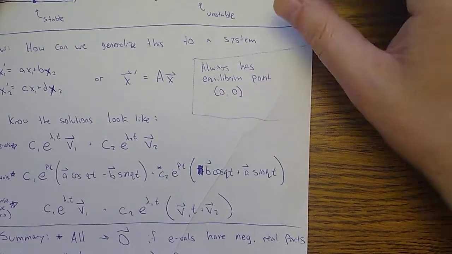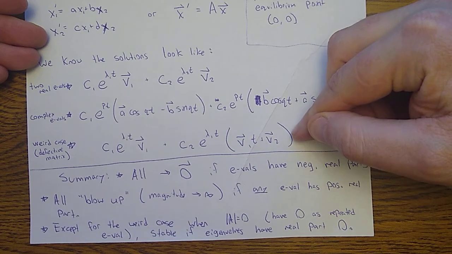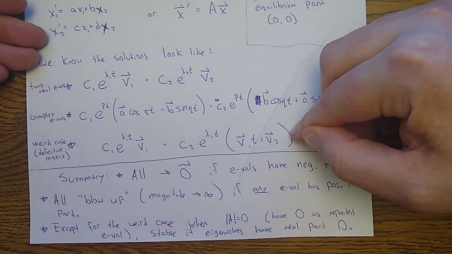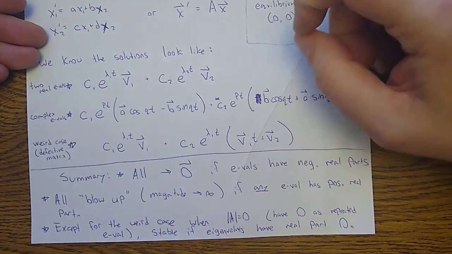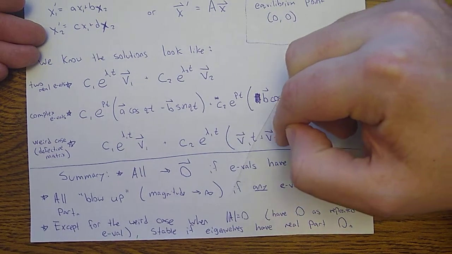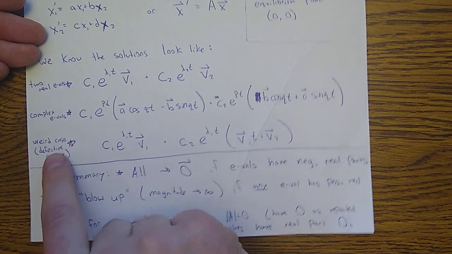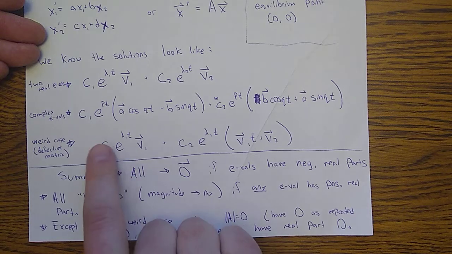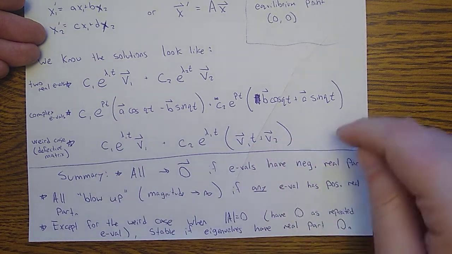And then there was a weird case, and this is out of 7.6, where you have a repeated eigenvalue, but you don't have two linearly independent eigenvectors. This is what we called a defective matrix, and I just wrote what we do with that.